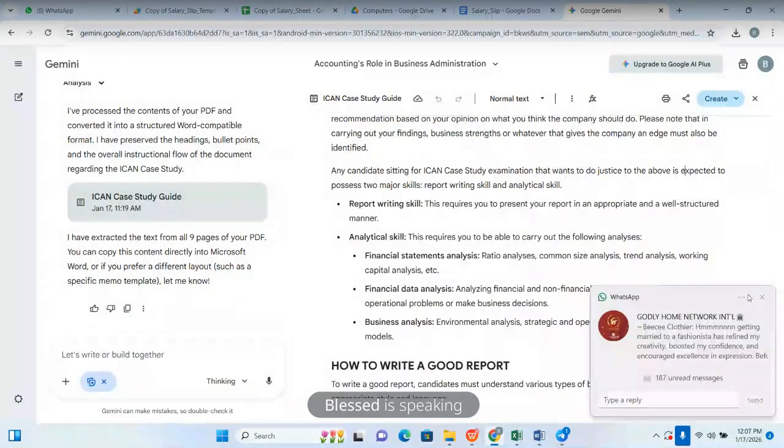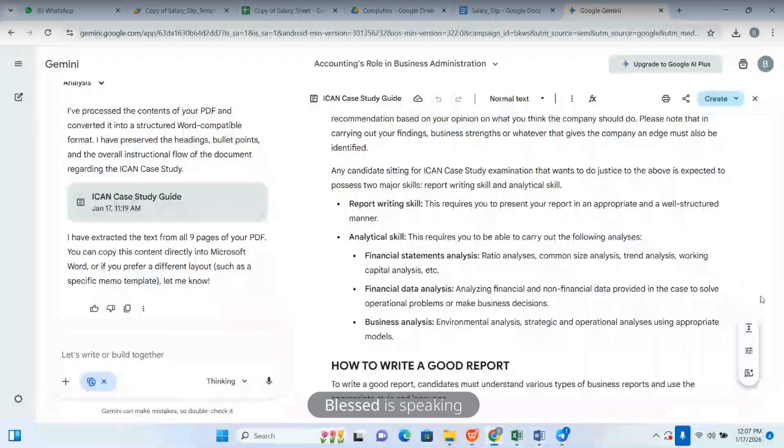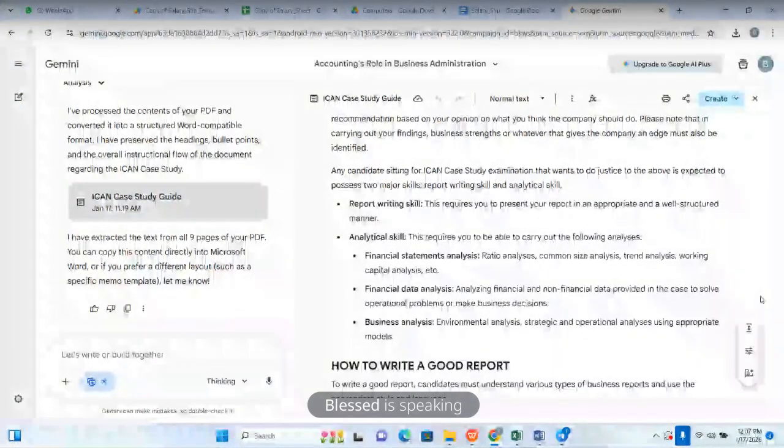The pre-seen will have been given already. It's not that you are going to bring the pre-seen into the examination hall. No, they will post it on the ICAN portal. Then you will go there, download it, and if you want to print it, you will print it. You will do your analysis and your findings at home. But on the day of the exam, they will give you the pre-seen and they will give you the unseen.